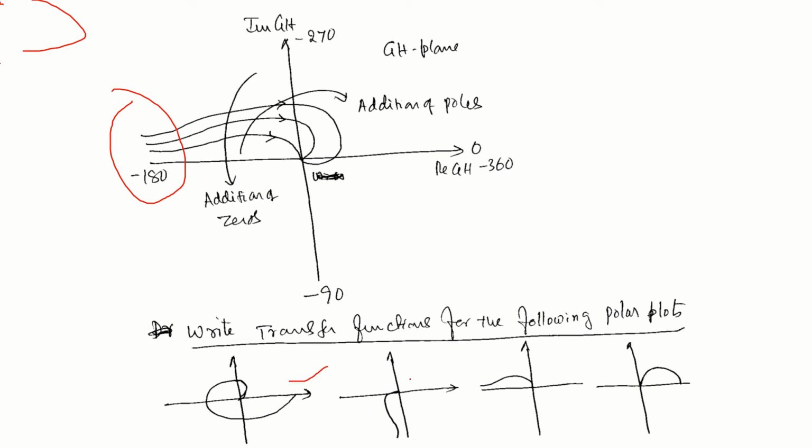Okay, sometimes polar plots will be given. You should be in a position to find the transfer function. The moment you see this, it should be known that it's a type 0 system. 0 to minus 360. So it should be 1 by s plus a into s plus b into s plus c into s plus d. Maybe in the numerator you call it some k. That is the approximate transfer function of this.